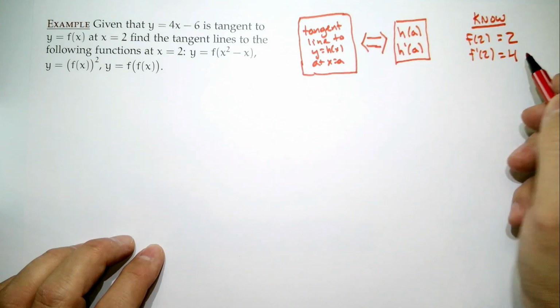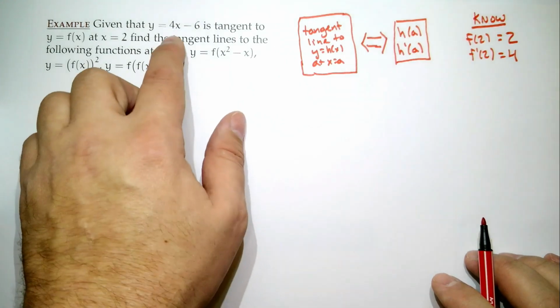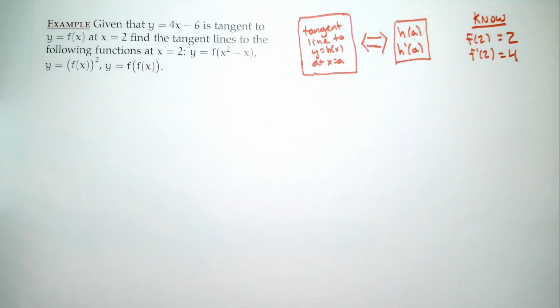4. And how do we get that? You can take the slope. If you want, you could even say, just take the derivative of 4x minus 6 and I get 4. Well, that actually turns out to be the same. So they could have phrased the problem instead of saying, given that y equals 4x minus 6 is tangent to y equals f of x at x equals 2, they could have said, given that f of 2 equals 2 and f prime of 2 equals 4, then find these other things.